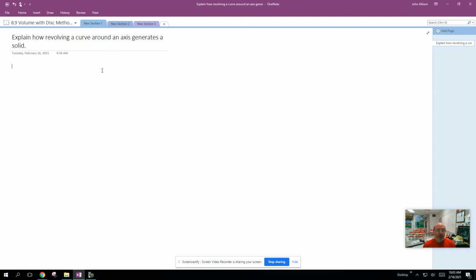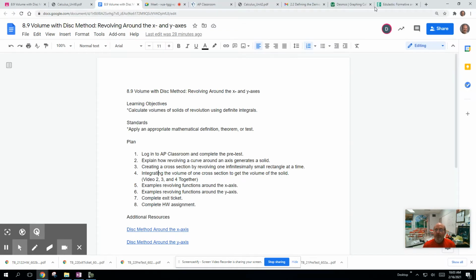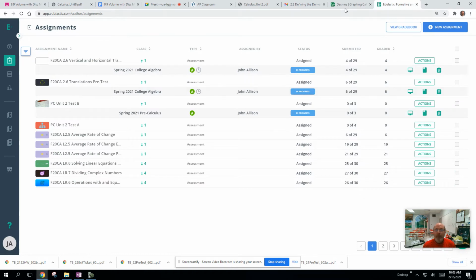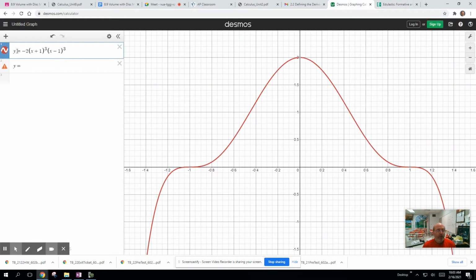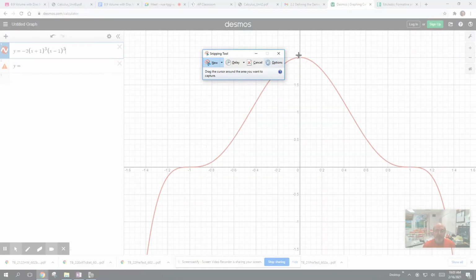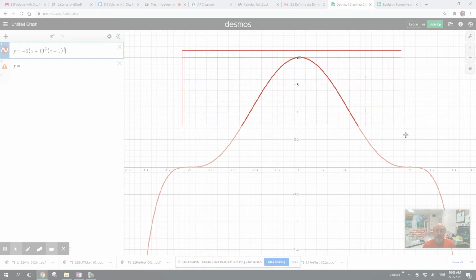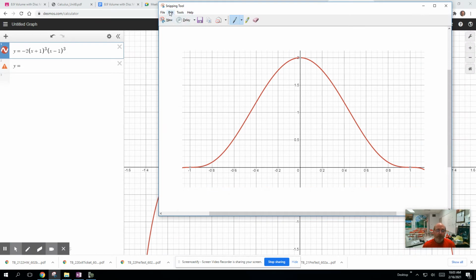When we start talking about revolving a curve around an x-axis to generate a solid, I want you to look at a curve we have set up here. In Desmos, I have graphed this function, and what I mainly want you to pay attention to is this part of the curve. So we're going to copy that and bring it over here on our notepad.